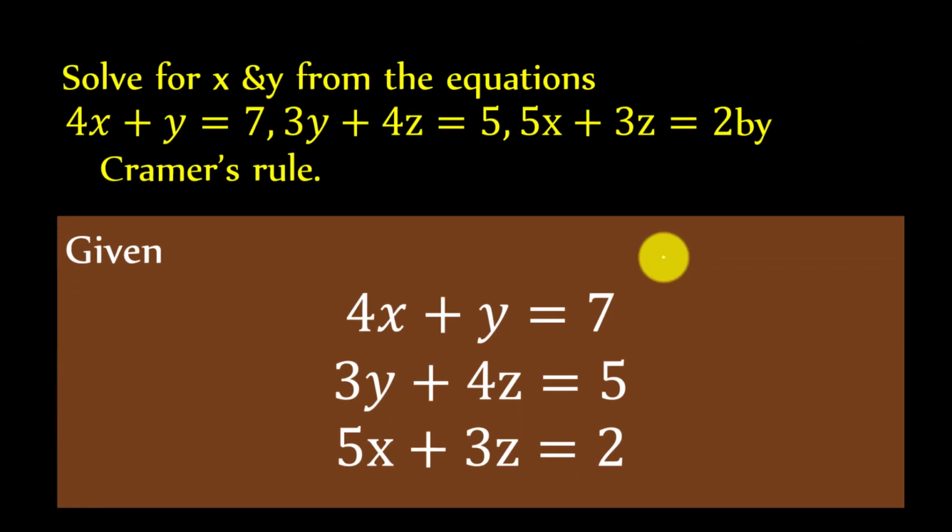Now let us take another problem we have, that is 4x plus y is equal to 7, and 3y plus 4z is equal to 5, and 5x plus 3z is equal to 2, by the method of what? Cramer's rule. So how to find this one?